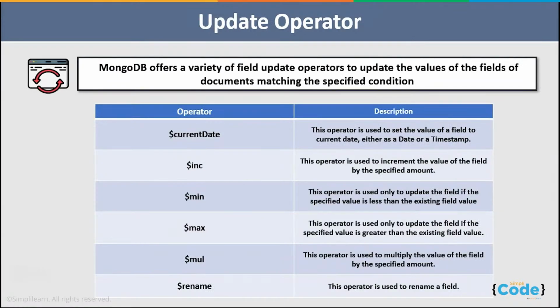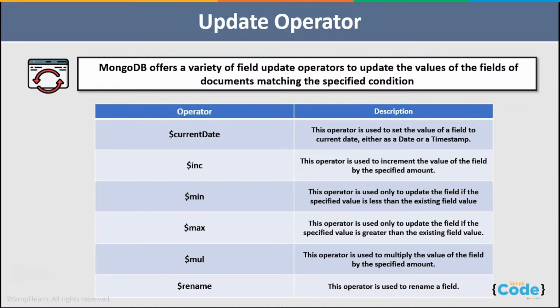And finally, let us discuss what the update operator is, guys. MongoDB offers a variety of field update operators to update the values of the fields in documents matching the specified condition. It is basically similar to the DML update command, which is used to update the values in the columns. Similarly in MongoDB, there might be a possibility that you have to update some values, and that is where we have the update field operators. There are again various such update operators, so let us go through them one by one.